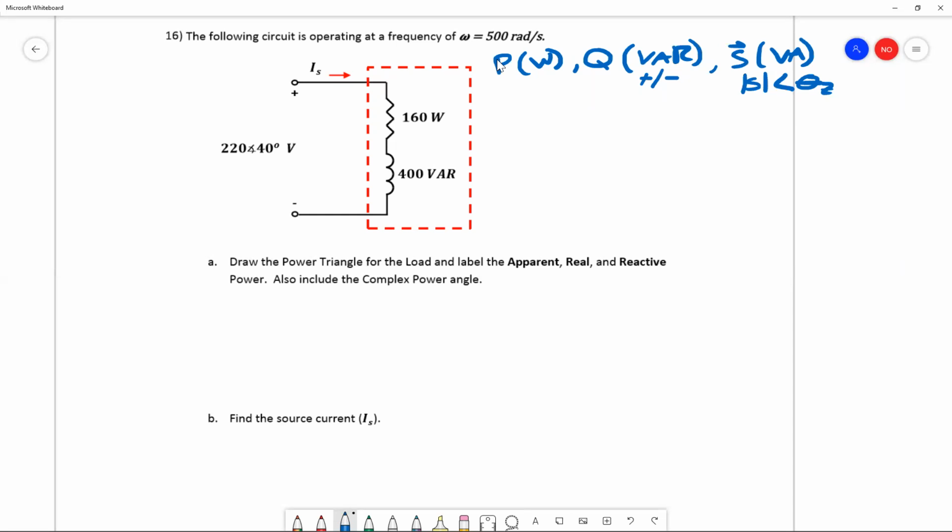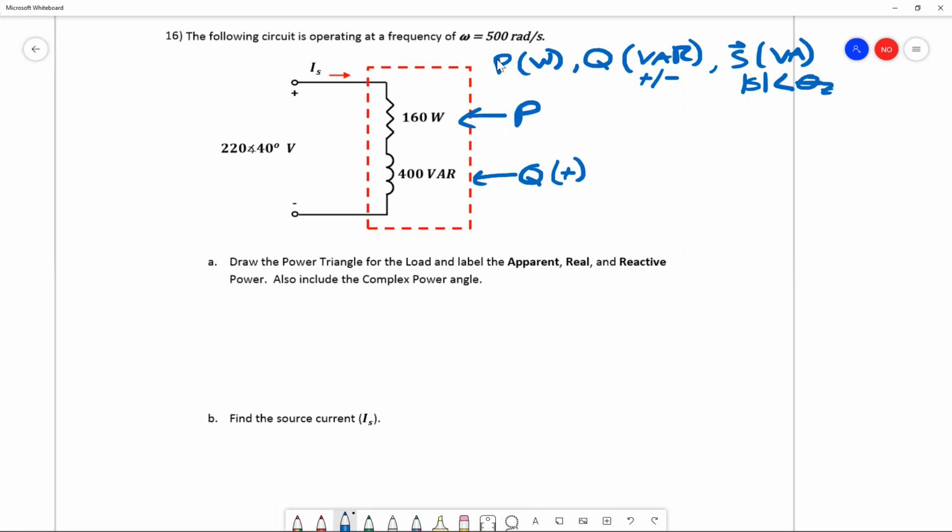All right, so our first step is to take a look at what we have. Here we have watts, which means this is our real power. Here we have volt amps reactive, which gives us our reactive power. The first thing we want to notice is that this is attached to an inductive load, which means this is a positive 400. Inductors have positive reactive power, capacitors have negative reactive power.